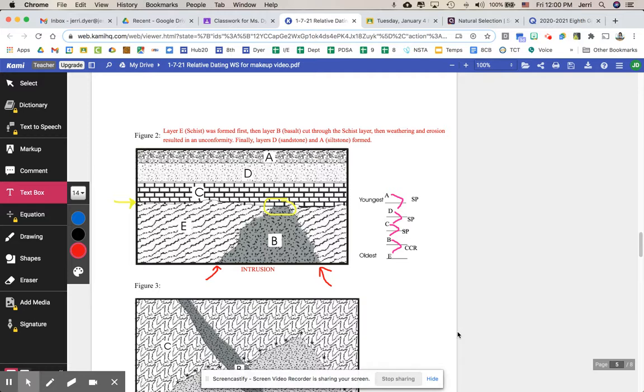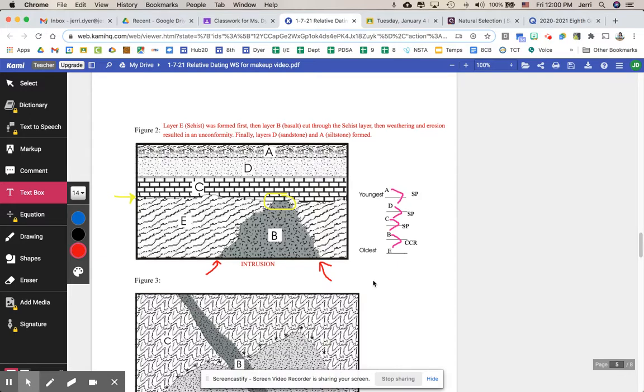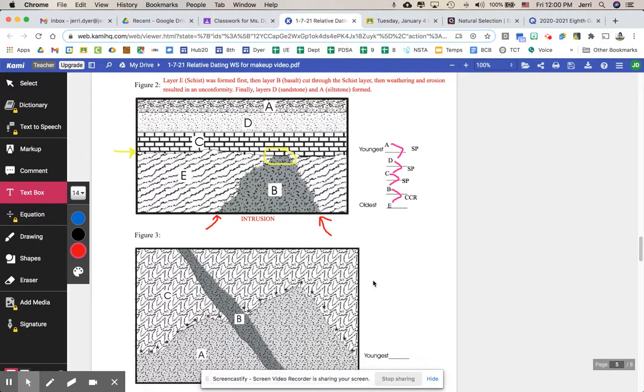And C. I think I left C out there. C is limestone, by the way. So go in and make sure that you fix that to include C. That's a mistake that I made in class yesterday. Okay, so take a look at this. Make sure that you understand it. See if you can kind of figure out the whys of why all of that went on. And then let's go ahead and go down here to figure 3.